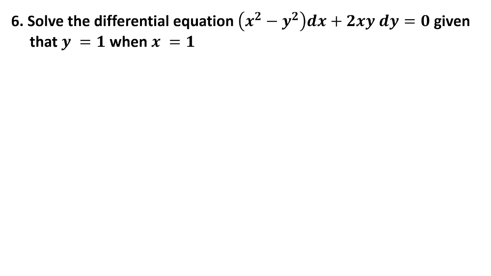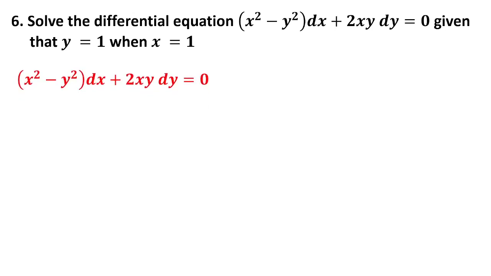Move on to question number 6. Solve the differential equation given that y is equal to 1 when x is equal to 1. Before you start, let us find out which type of differential equation it is. By looking at it, I see an x square term, y square term, and xy term. Therefore, the powers of all of them are equal, so this is homogeneous. Remember, in a homogeneous equation, if the x square term is available, y square should be there and xy should be there. Then only it is homogeneous.